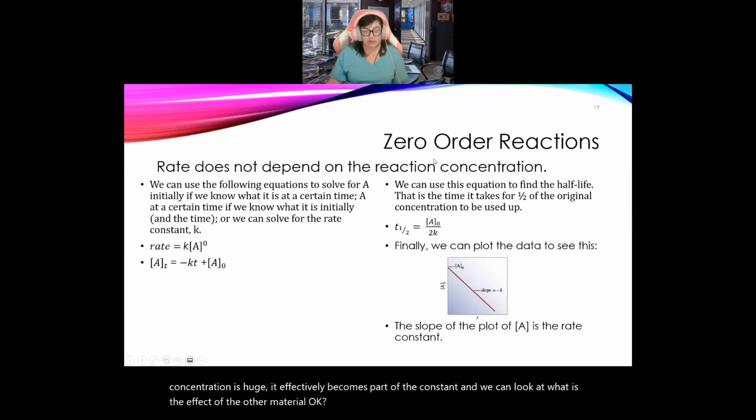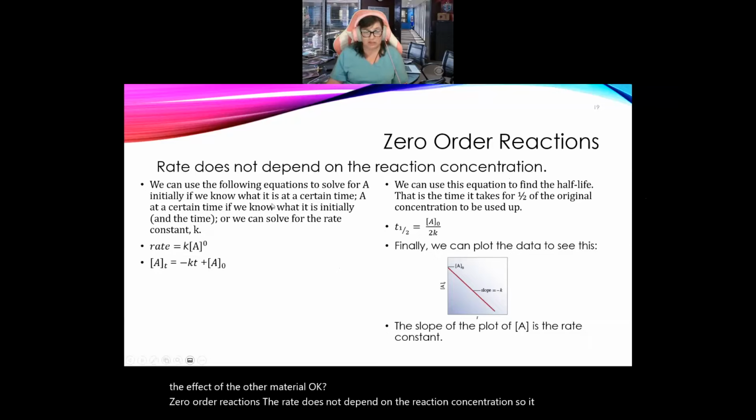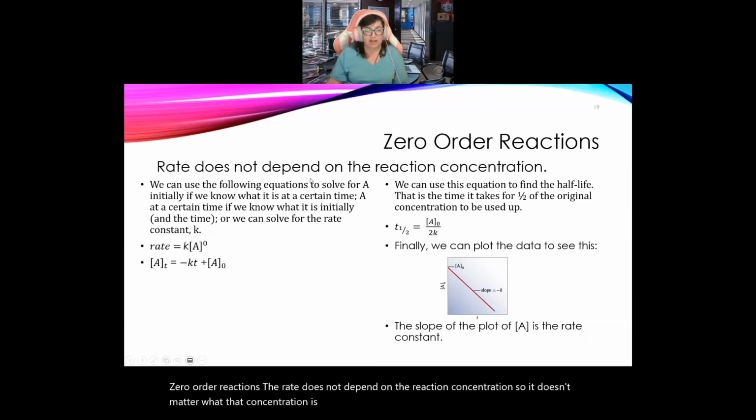Zero order reactions. The rate does not depend on the reactant concentration. So it doesn't matter what that concentration is. There is no dependence. So we can use the following equations to solve for A initially if we know what it is at a certain time. Rate equals k times A to the 0. And A at a particular time is equal to negative kt plus the initial concentration.